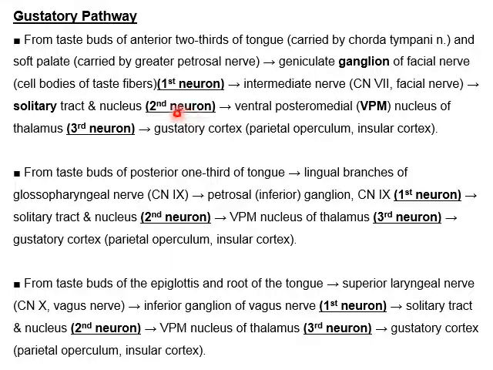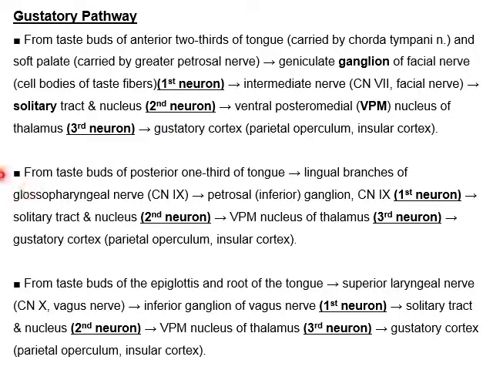From the second neuron, which is the solitary nucleus, the axons reach the ventral posteromedial nucleus of the thalamus. The thalamic neurons are the third order neuron. From it, their axons reach the gustatory cortex, which is made by the parietal operculum and insular cortex.